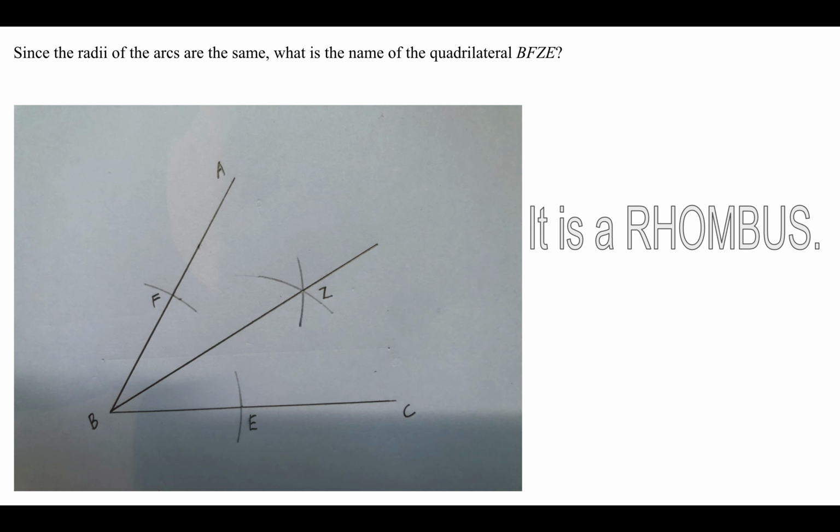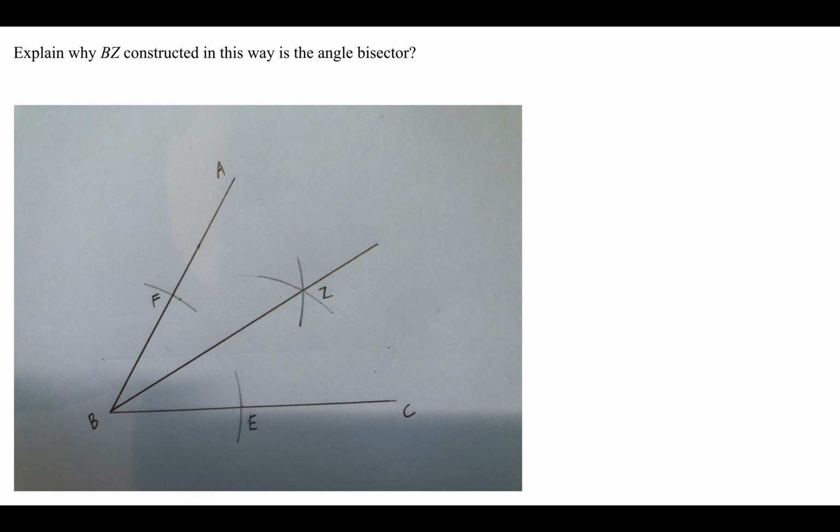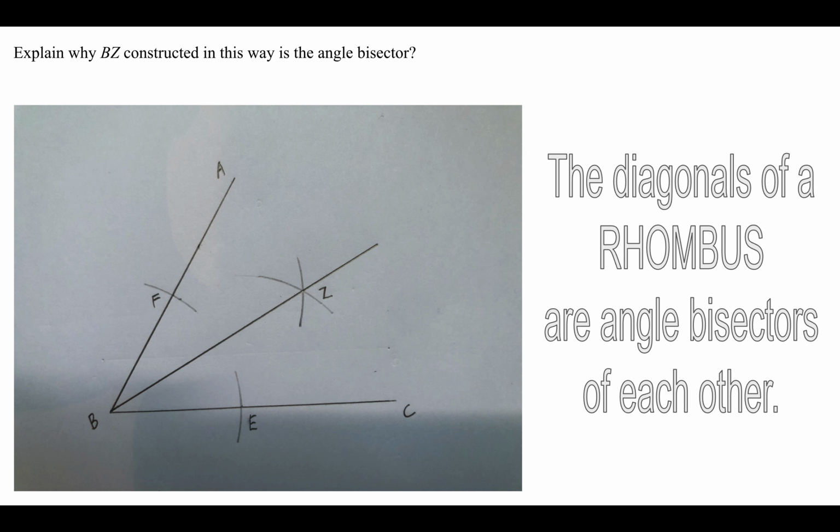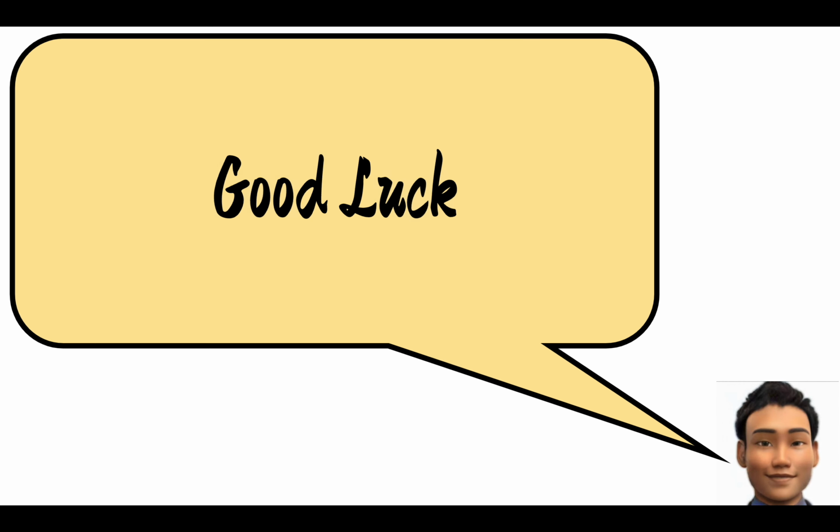Very good. It is a rhombus because the length BF is equal to the length of FZ, which is equal to the length of ZE and equal to the length of BE. So, with that understanding, are you able to explain why BZ constructed in this way is the angle bisector? Think about it. What are the properties of the rhombus we are aware of? That's right. The diagonals of a rhombus are angle bisectors of each other. Good luck.